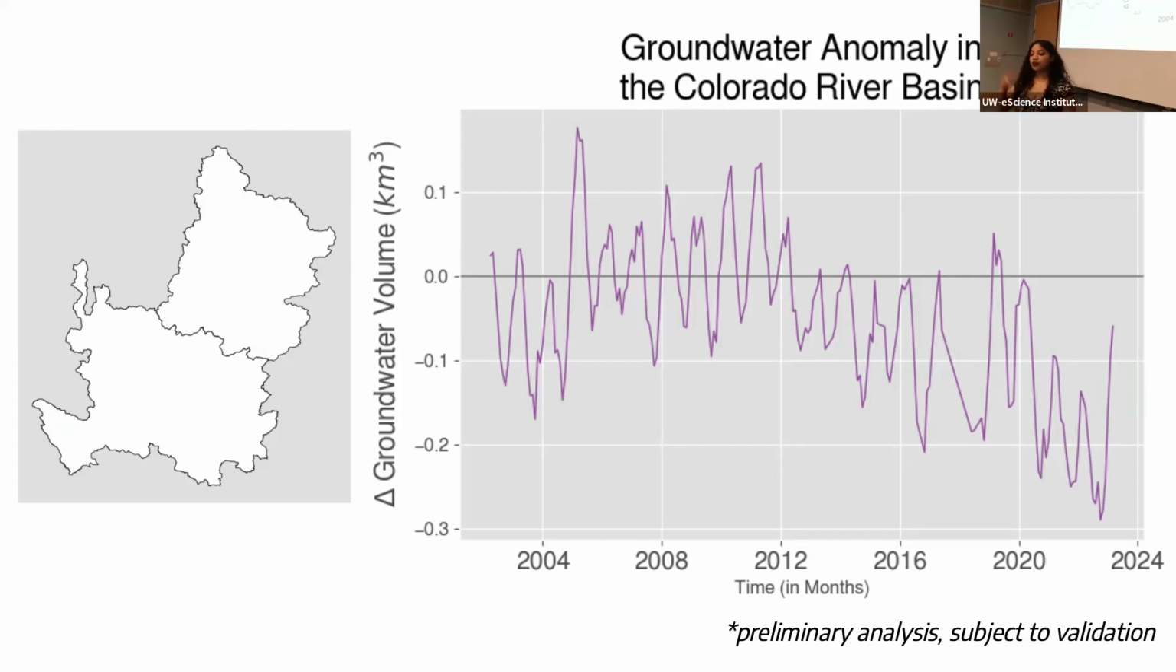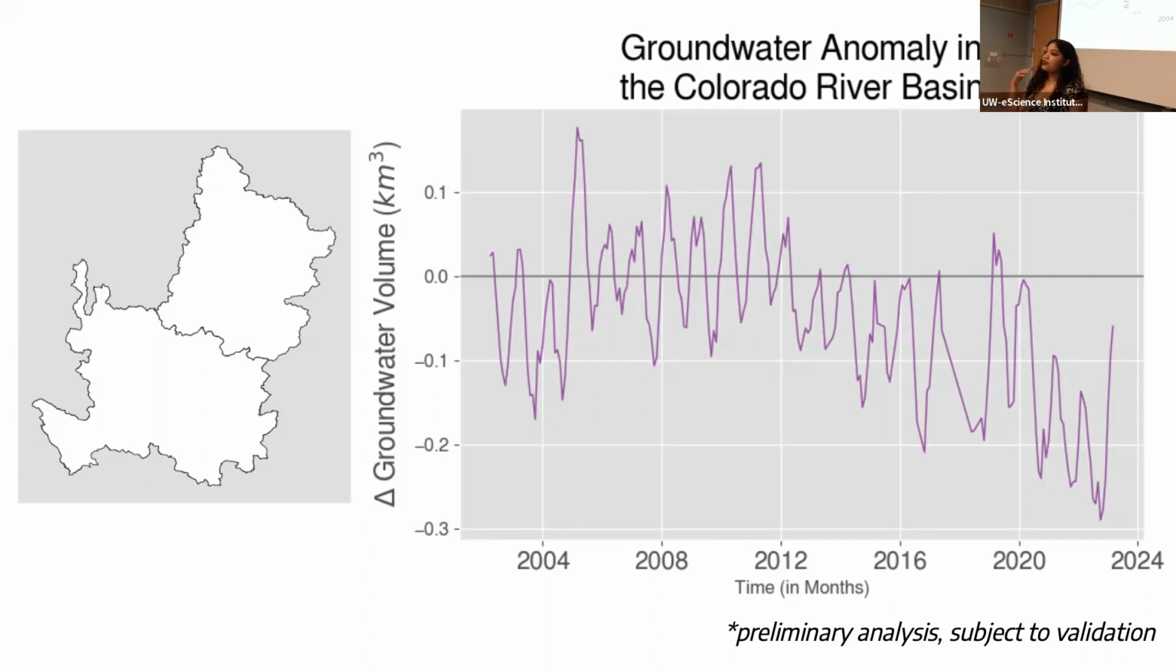Now, this slide shows a plot of groundwater anomaly in the Colorado River Basin over time. The x-axis is time, and the granularity is in months, while the y-axis is groundwater volume in kilometers cubed. And 1 kilometer cubed is just over 400,000 Olympic-sized swimming pools. So that gives you a sort of idea of the scale of water that we're dealing with.